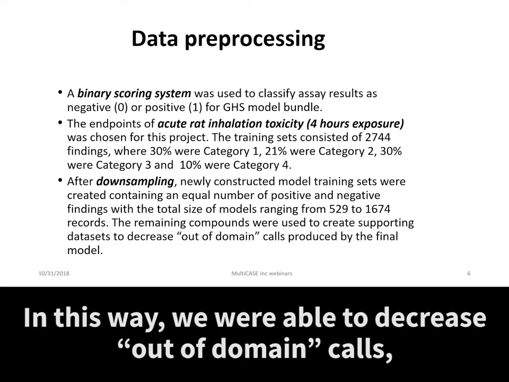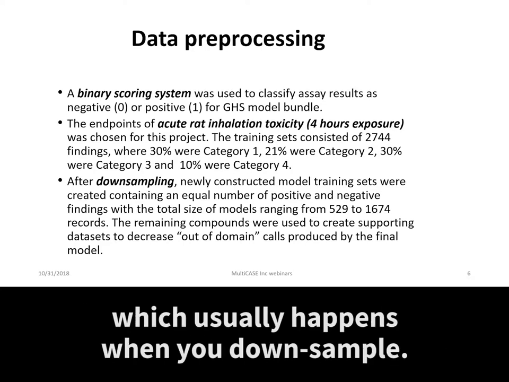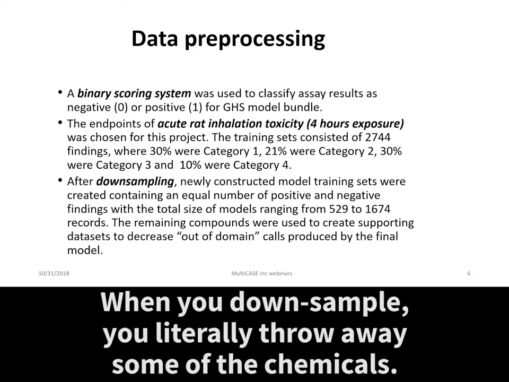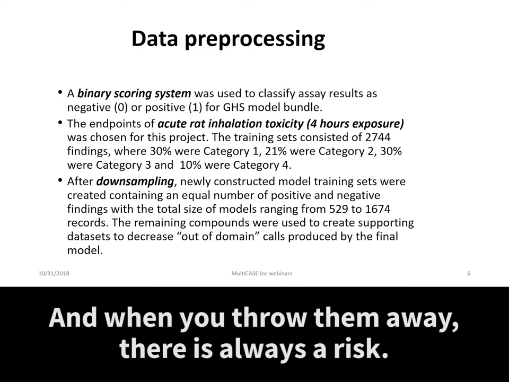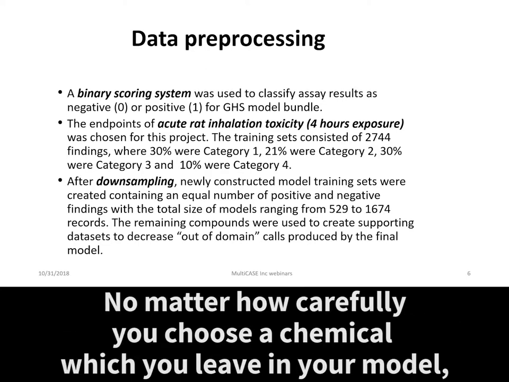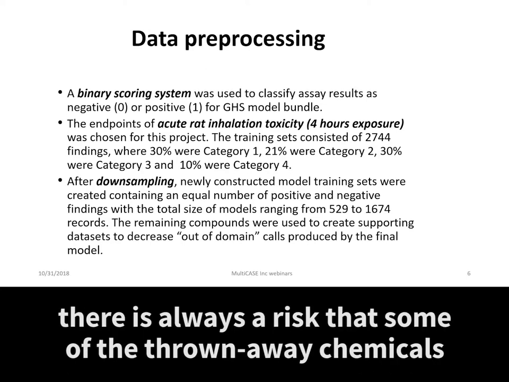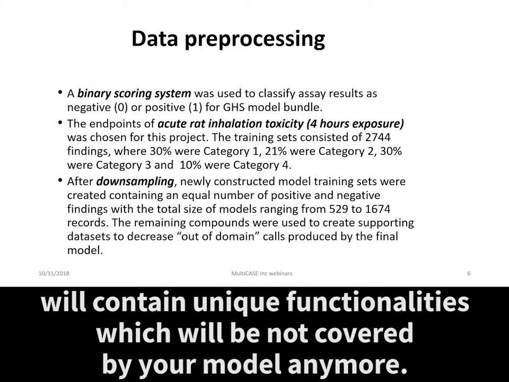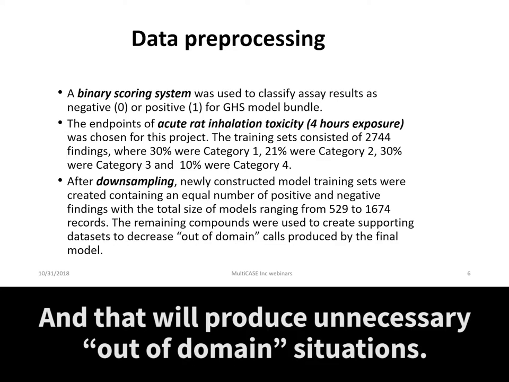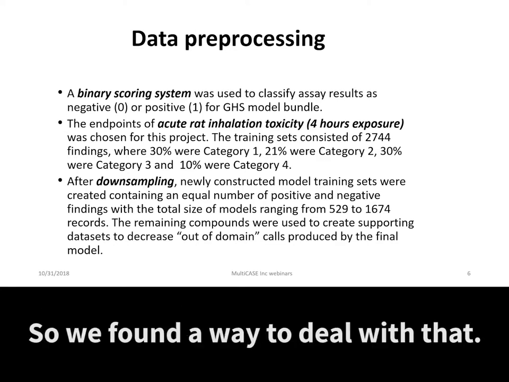And in this way, we were able to decrease one of the main risks, which usually happens when you downsample. When you downsample, you literally throw away some of the chemicals. And when you throw them away, there is always a risk. No matter how carefully you choose a chemical which you leave in your model, there is always a risk that some of the thrown away chemicals will contain unique functionalities, which will not be covered by your model anymore. And that will produce unnecessary out of domain situations. So we found a way to deal with that.